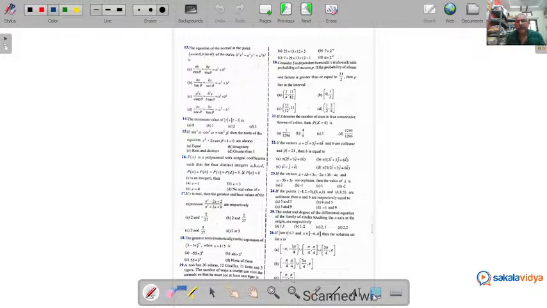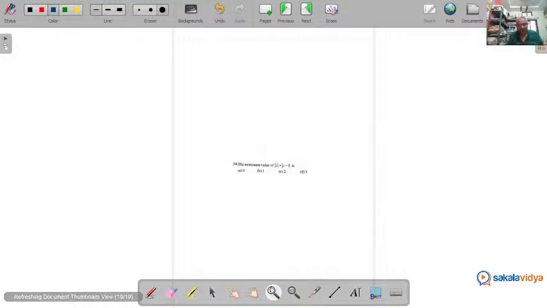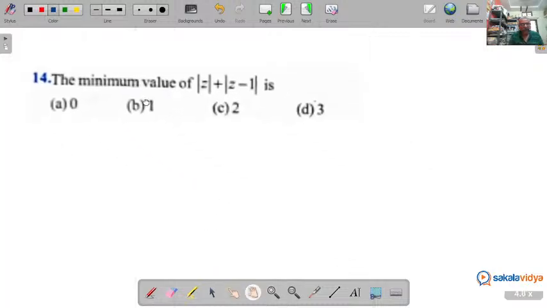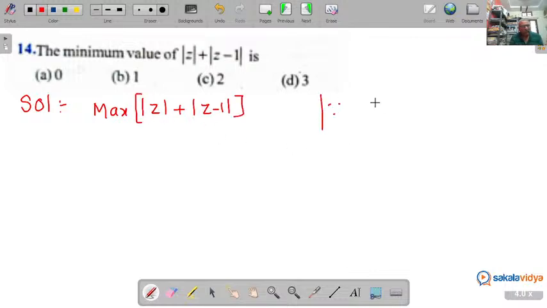Okay, next question is the 14th question. The 14th question is a very important question. This is a complex number question. The maximum value of mod z plus mod of z minus 1. We need to make use of a formula.